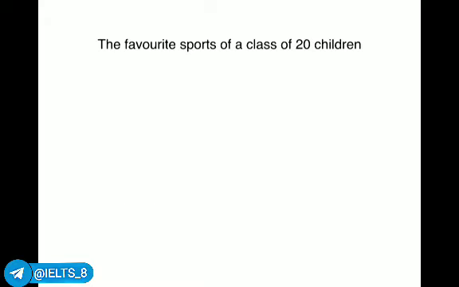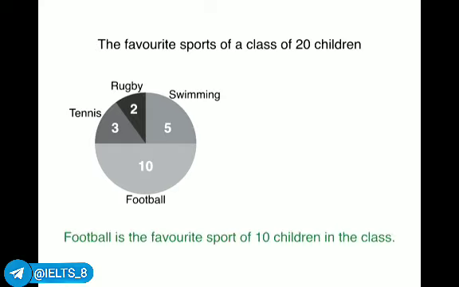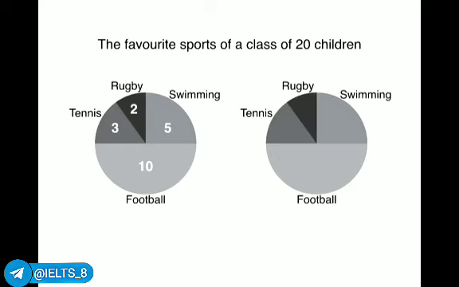Here's the pie chart. We see 4 sports: tennis, rugby, swimming and football, and the chart could show numbers of children like this. And we could write sentences like this one. Football is the favourite sport of 10 children in the class. Instead of numbers, the pie chart could show percentages like this.